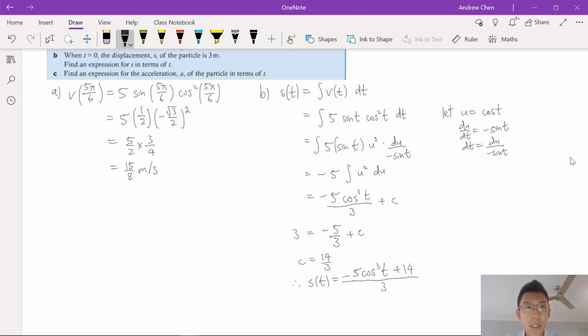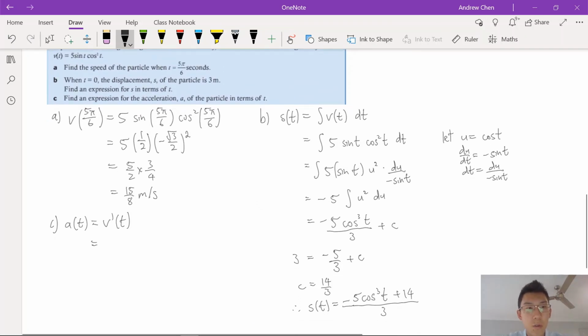And C, find an expression for the acceleration of the particle in terms of t. Okay. Acceleration is just the derivative of velocity. So this is where we have to think about what rule to use to differentiate velocity. We have 5 sine t times cos squared t. We're going to have to use the product rule and also the chain rule in here as well.